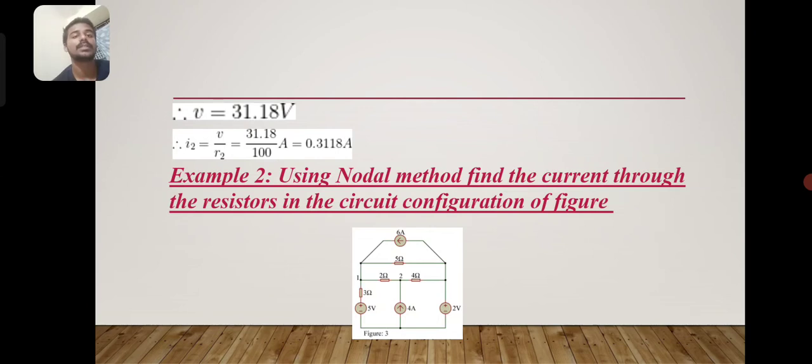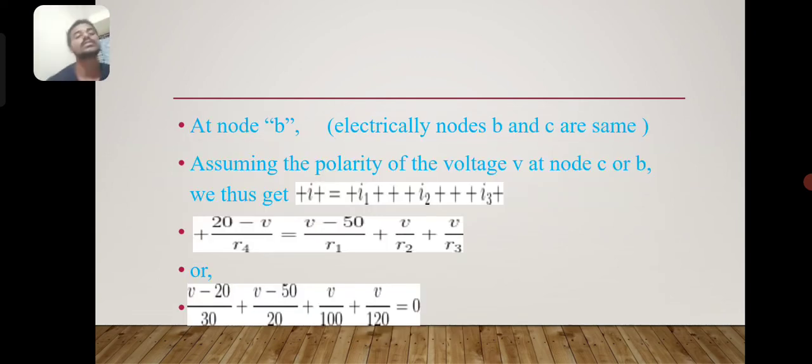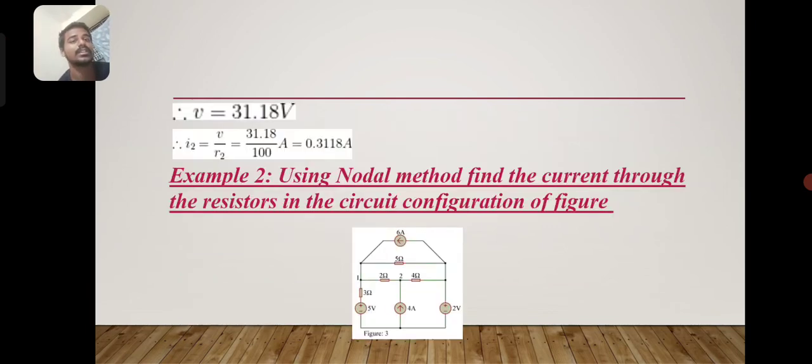Where I2 is equal to V by R2. That means V is 31.18 and R2 is 100 ohms, and dividing, we get the answer 0.3118 amperes. In that case, we can use the nodal theory.